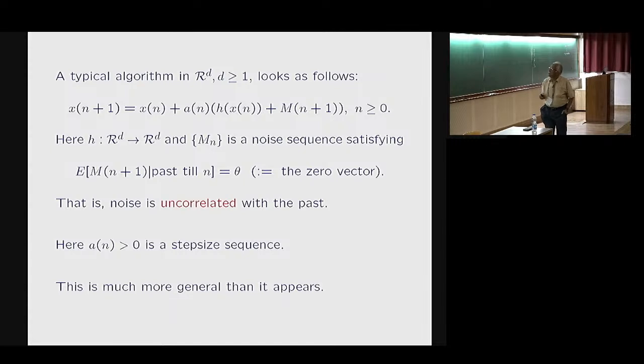And this is the archetypical algorithm, which goes back to Robbins and Monro, where mn plus 1 is a noise sequence which is basically uncorrelated with the past, as I explained yesterday. So it's like uncorrelated noise. An is a positive step size sequence.